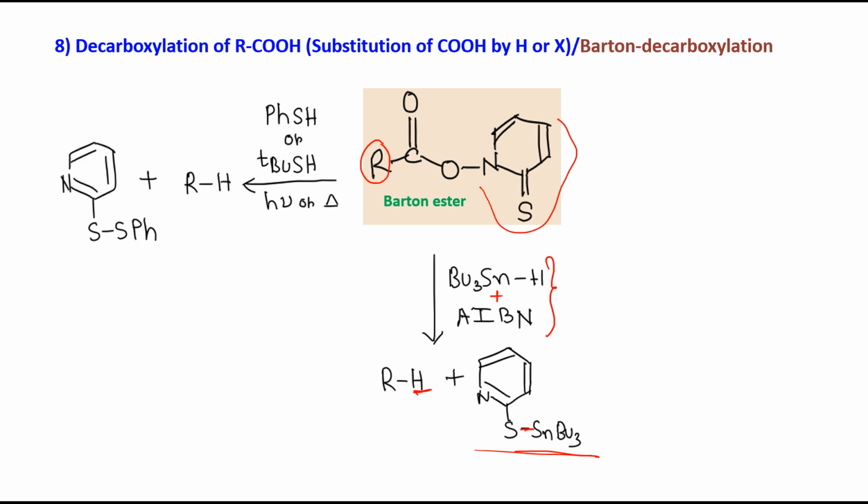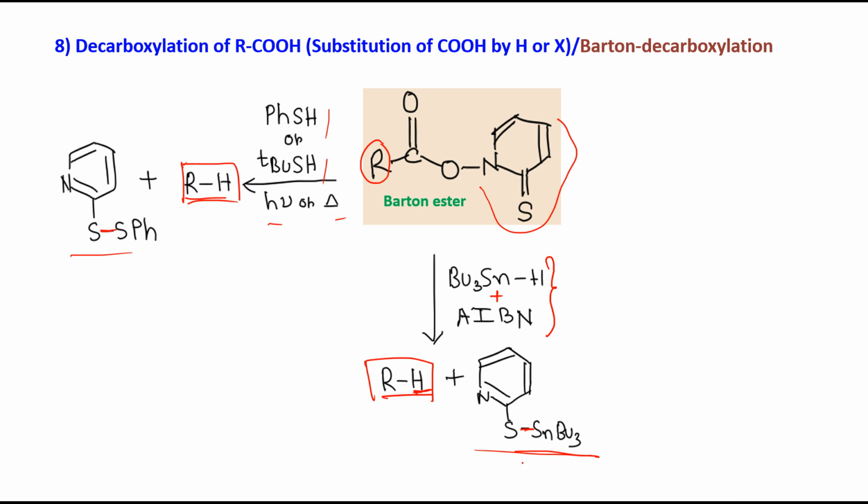Another treatment also we can do. Here also we are getting RH, but see, instead of taking Bu3SnH, now we have taken some thiol type of molecule, PhSH or tBuSH in presence of hν or heat. Here also we are getting RH. So this part is fixed, that is same as before, but here the byproduct is different. Now we have S-S bond. Here we have Sn-S bond, here we have S-S bond.